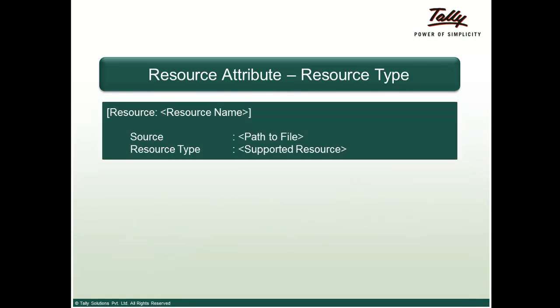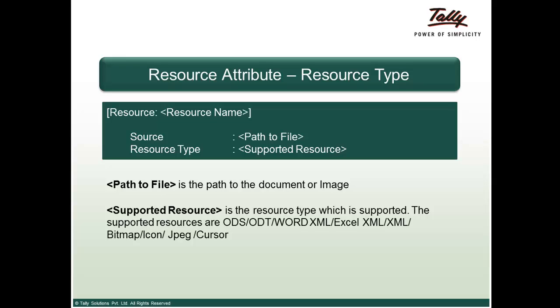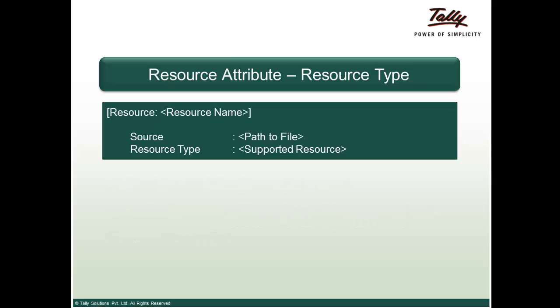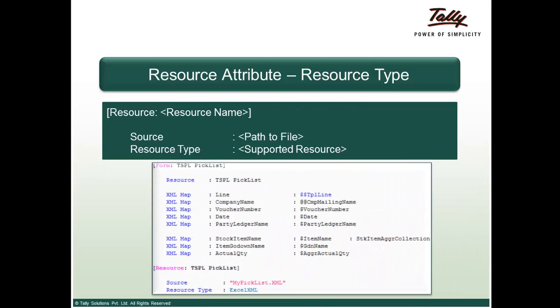Here's the syntax of the resource definition, which has 2 attributes, source and resource type. The parameter of the source attribute is the path of the document or the image, and the parameter to the resource type is the resource types which are supported like ODS, ODT, Word XML, Excel XML, and so on. In this example, the resource type is Excel XML, meaning the XML-based source document belongs to Microsoft Excel.